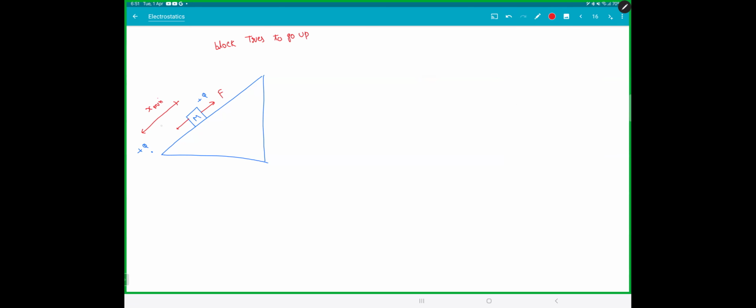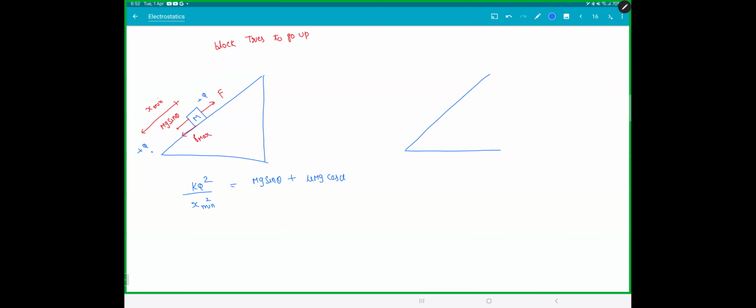We have mg sine theta acting downward. And then we also have friction acting downward. So friction will be downward. So from here we get the force kq square by x minimum square. So you have a maximum repulsion is equal to mg sine theta plus mu mg cos theta. This gives you the minimum distance.